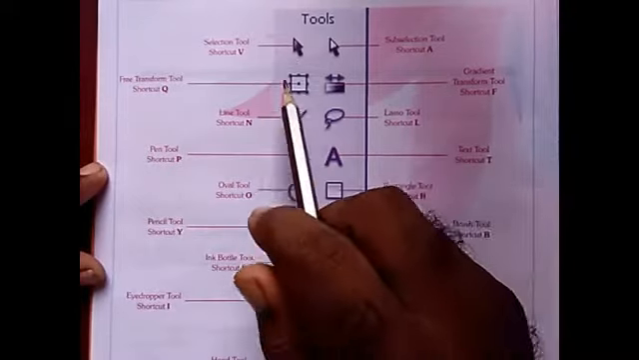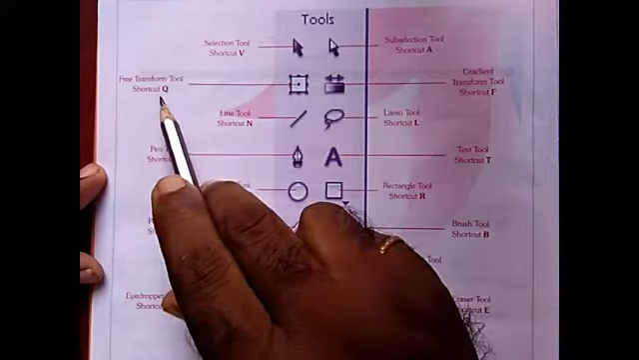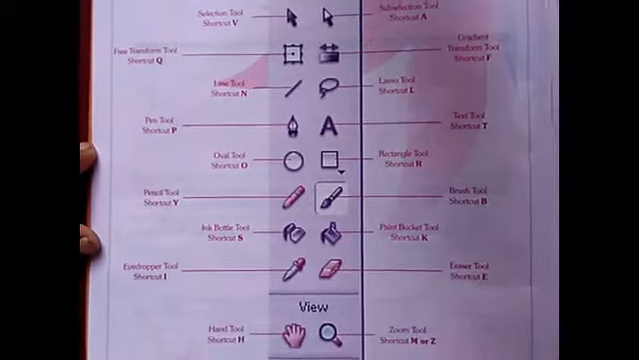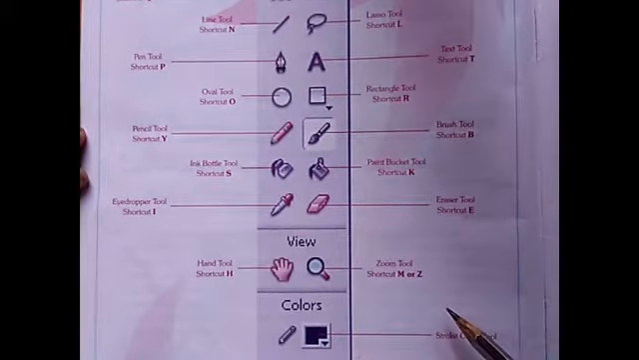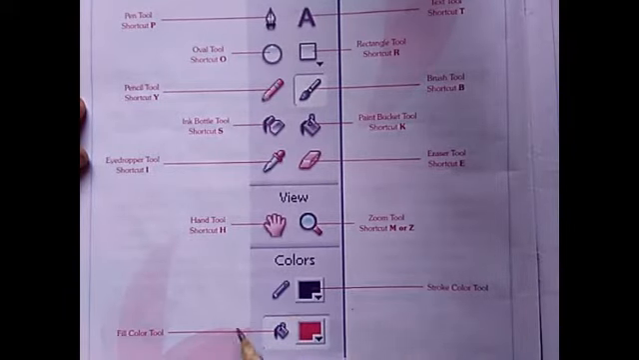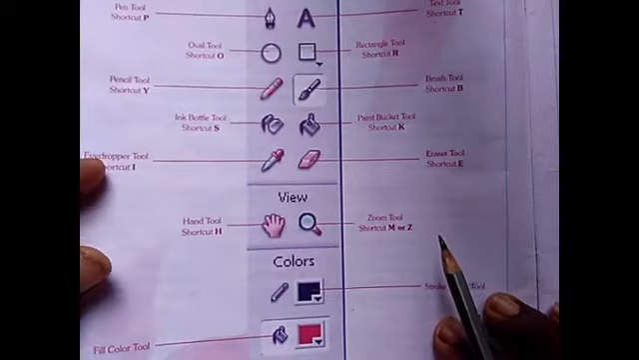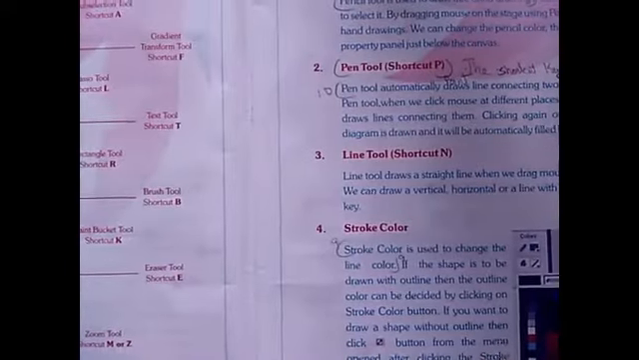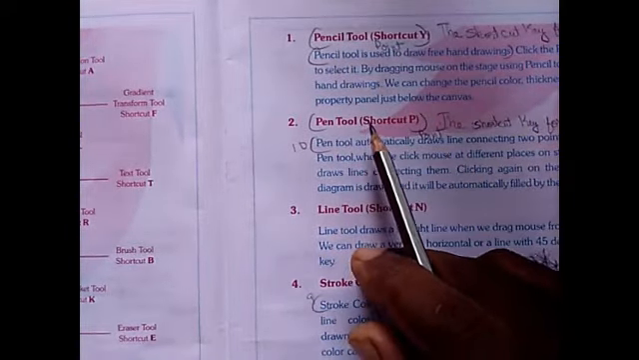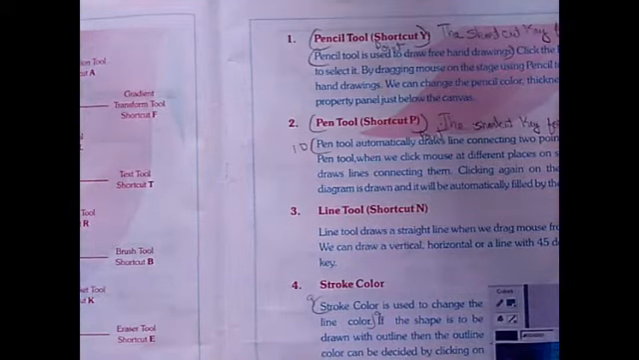This is the toolbox. Selection tool shortcut is V, then free transform tool shortcut is Q, and just go through all the tools and their shortcuts. These are all very important tools, and you should know all the shortcuts, learn them. One by one is explained here: pencil tool, pen tool, line tool, stroke, color, all these, just go through it.